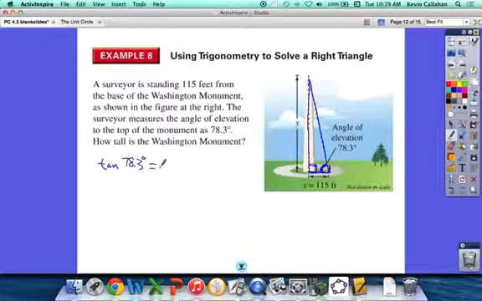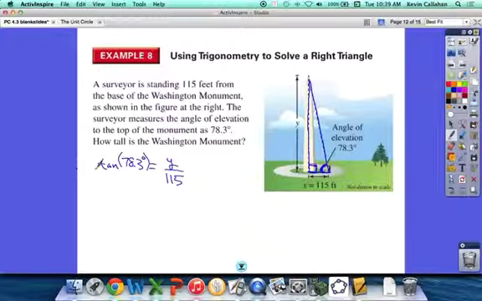So we're going to say tangent of 78.3 degrees equals y divided by 115. Solve for y. How would you solve for y? What's that? Angelina? You're going to multiply both sides by 115, right? I mean, it shouldn't be that tough.